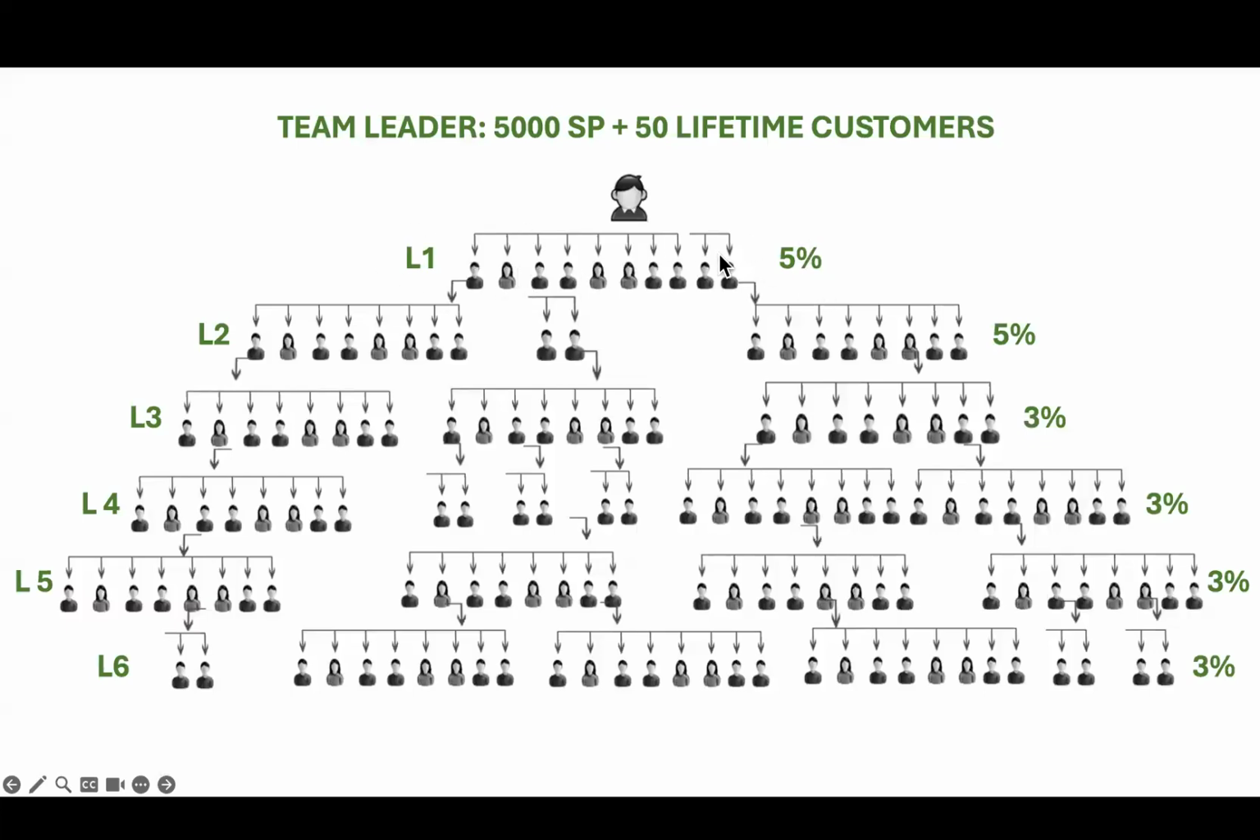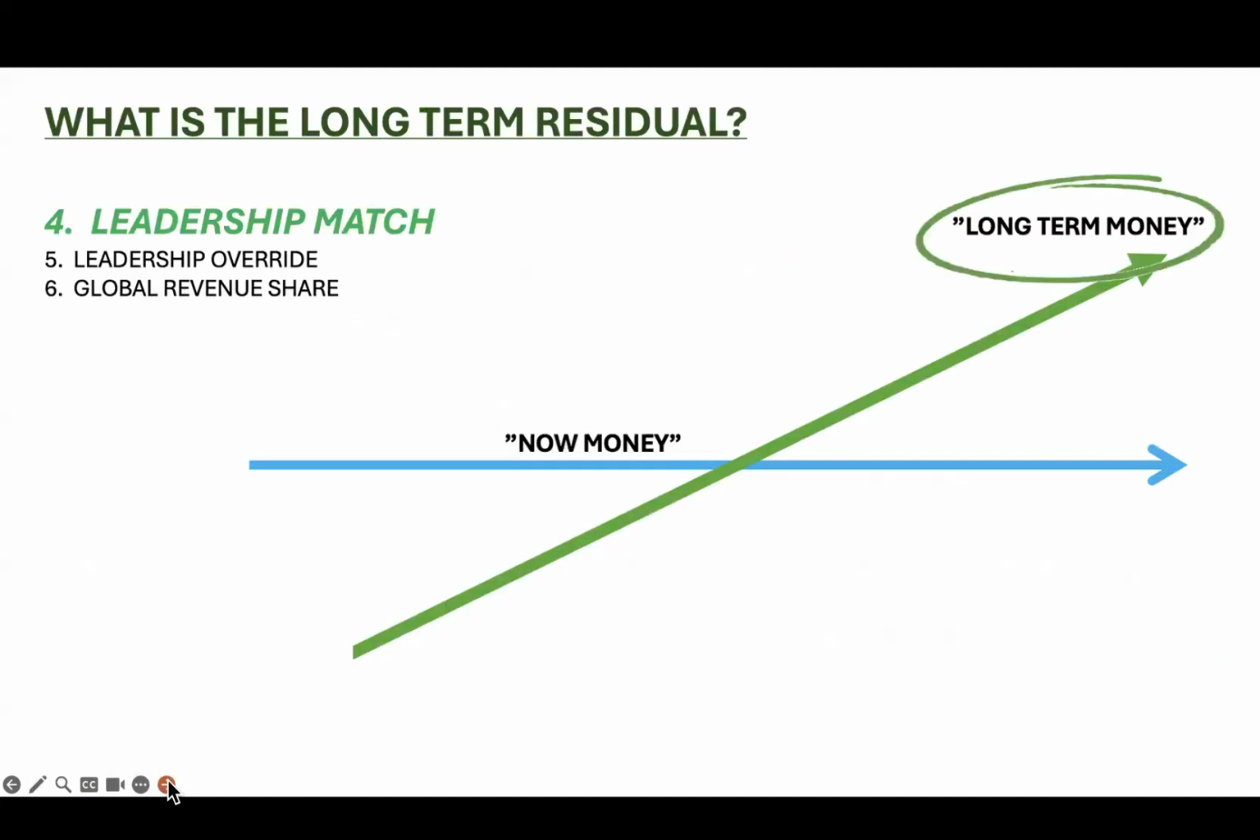So this is how I wanted to portray it. This is level 1 at 5%. This is level 2 at 5%. Level 3 obviously is 3. And this is kind of like a simulation as a team leader that did the 5,000 SP that unlocked all 6 levels, right? So this is going wide, right? It's going to be based upon commissionable volume, based upon the width of your business. All right. Now, so those are the 3 now monies that I covered.